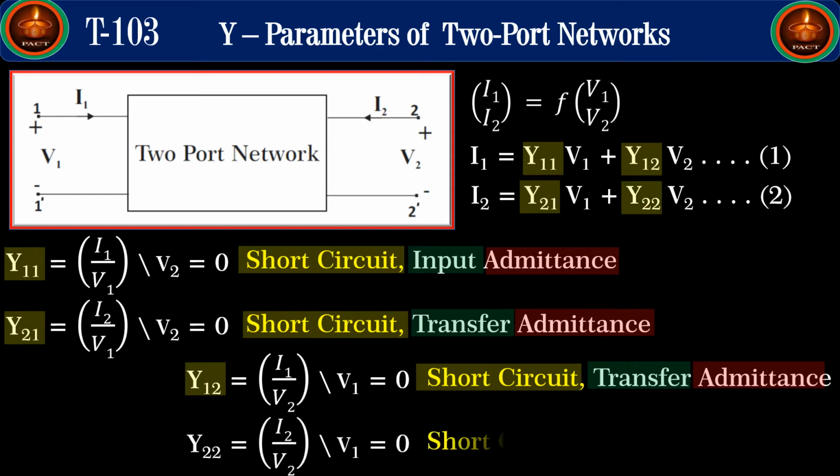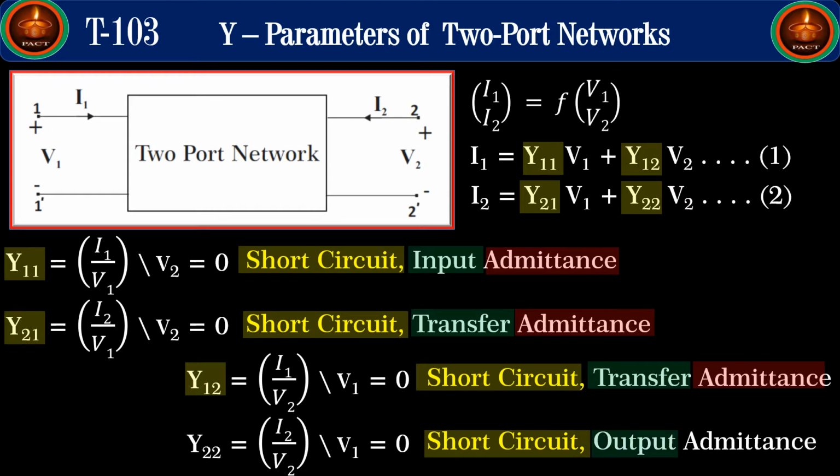Similarly, Y22 is equal to I2 upon V2 when V1 is equal to 0. And this parameter also is called as short circuit parameter because V1 is equal to 0. It is called as output parameter because it is the ratio of the quantities I2 and V2 which are at the output port, and this is called as admittance parameter because the parameter Y22 is a ratio of current to voltage.